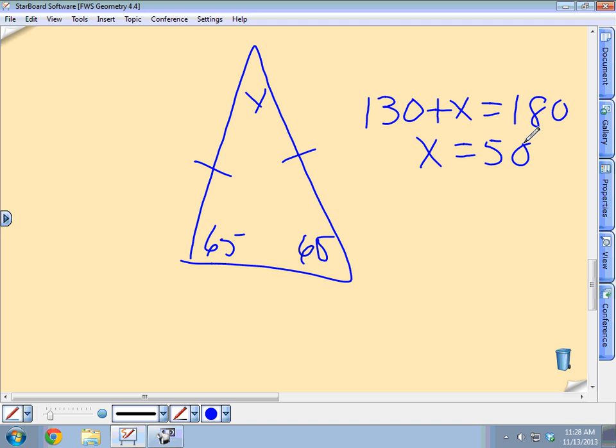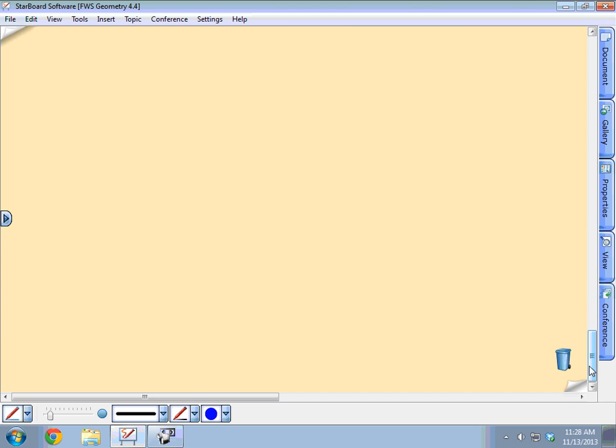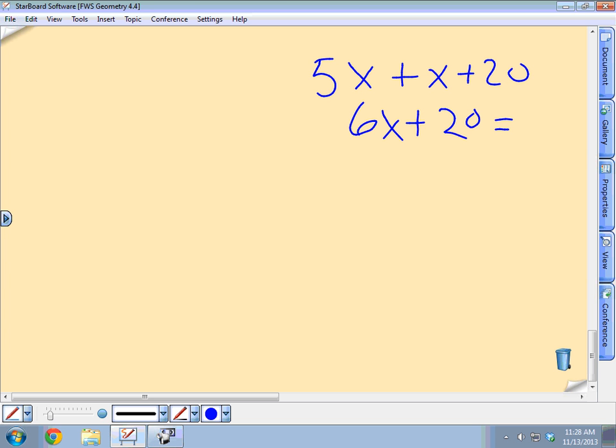Good. All right, Annie, number 11. So they would be 5x and x plus 20 are equal. So it would be 5x plus x plus 20 equals 180. So you get 6x plus 20. No, they equal each other, don't they? Oh, yeah. Sorry, they equal. So it's 5x equals x plus 20. That's all right.